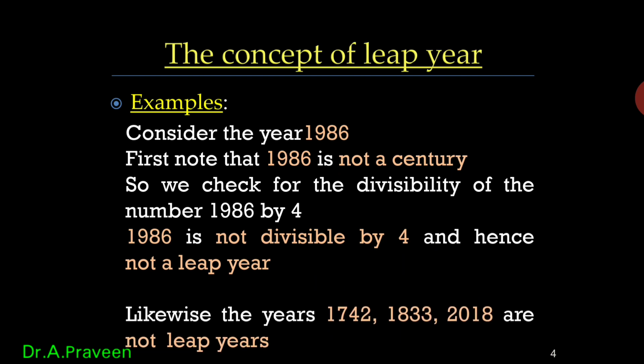Likewise, we find that the years 1742, 1833, 2018 are not leap years. Note here that each of these years is not a century first of all, and each number is not divisible by 4, and hence each of these years is not a leap year.